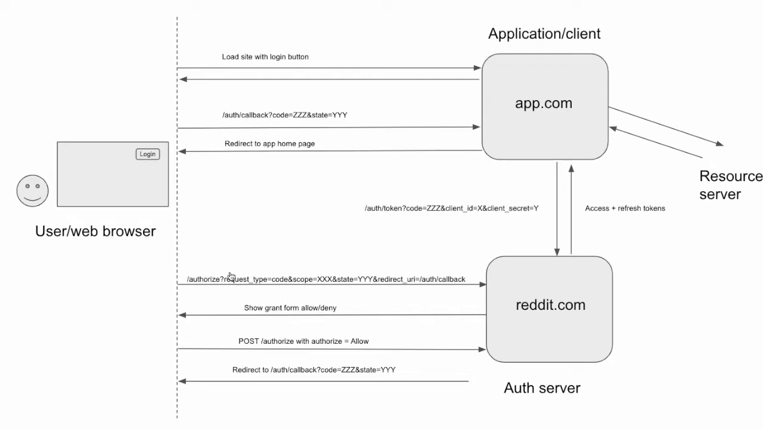This authorize URL and this token URL that give us code or give us tokens, this is known as the auth server in the OAuth 2 flow. Sometimes these are the same server, sometimes they're different. As the client, you don't really have to worry about how they've implemented it on their side. You just need to be able to call these two APIs.